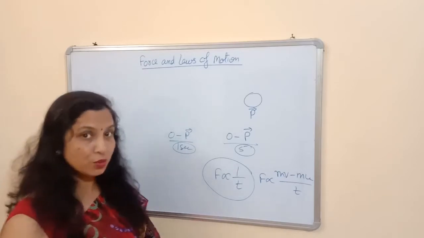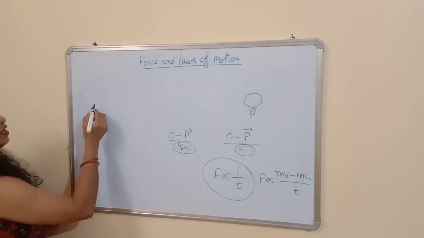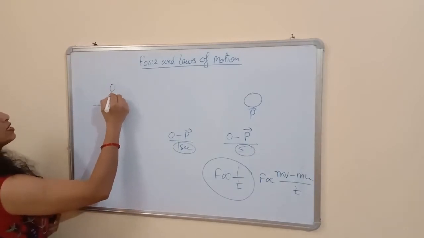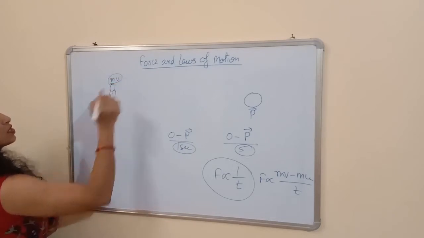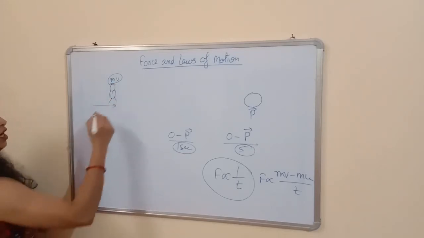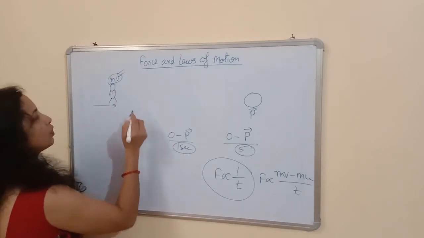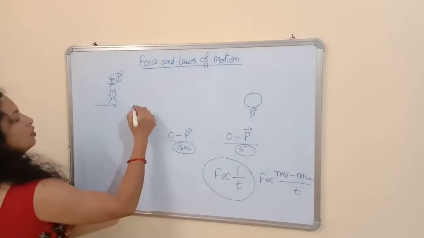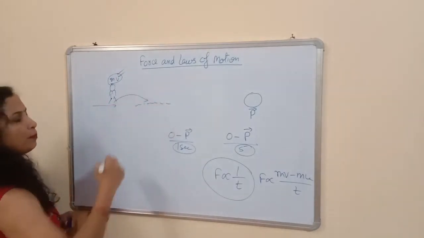Why does it happen? I'm going to explain. Suppose a person is moving with some velocity. It means this person has some mass and some velocity, and he is going to jump now. So he has some momentum. First I am going to explain what happens when he jumps on soil. This is the soil. If he jumps on the soil, what happens?